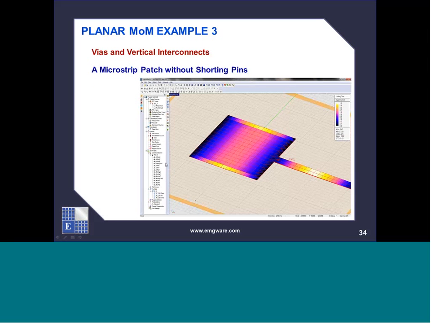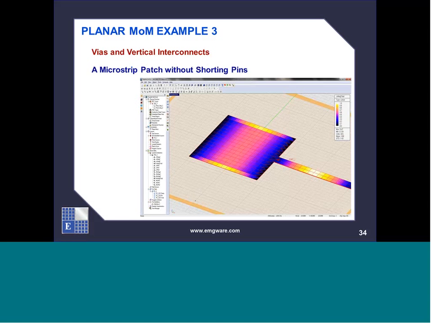As an example, here we look at a microstrip patch. In this microstrip patch, we have a feed line that is connected to a big patch, which is a metal, and then this is on top of a substrate, with a ground plane at the back of the substrate.